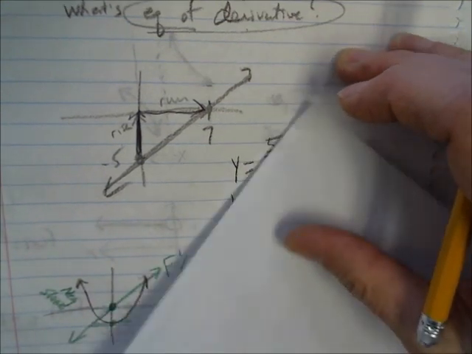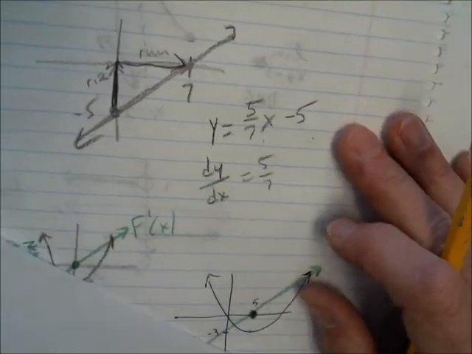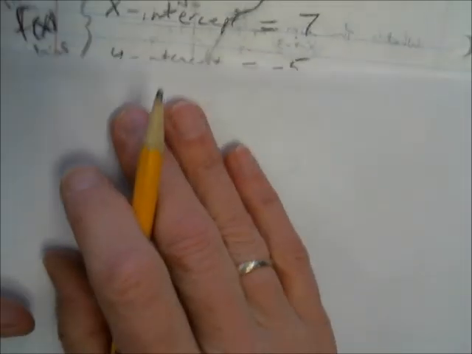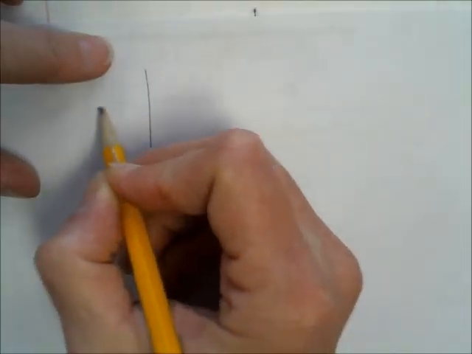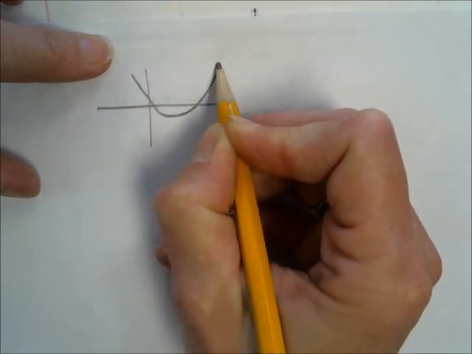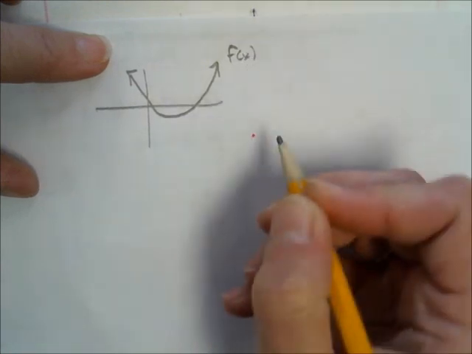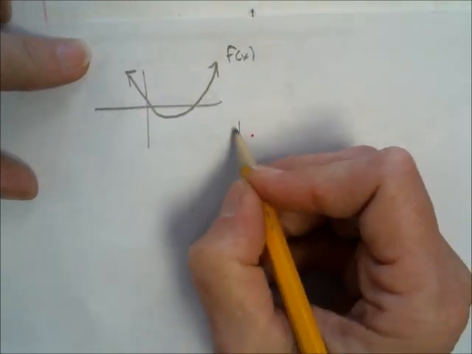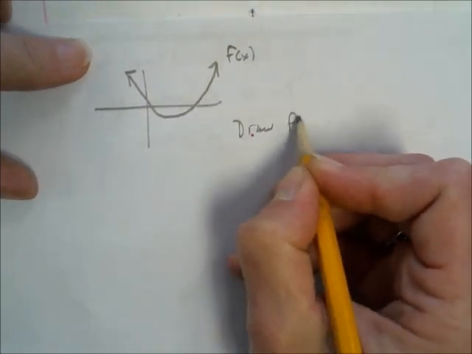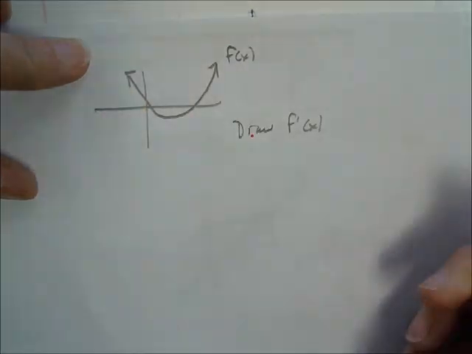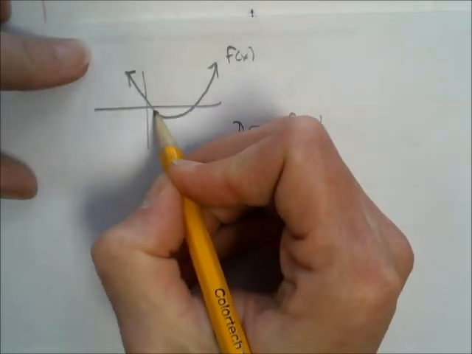Oh, there is one more problem, sorry. I have to draw it myself. And here's your last problem of the day. Really, truly. Let's say you have a nice little parabola. This is a quadratic function. And I want you to draw f prime of x on the same set of axes as this.